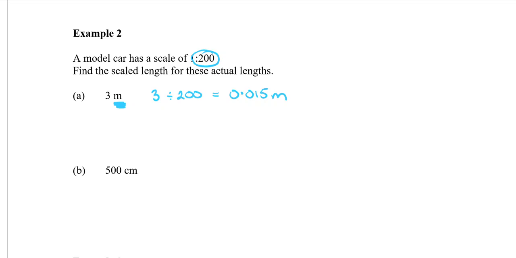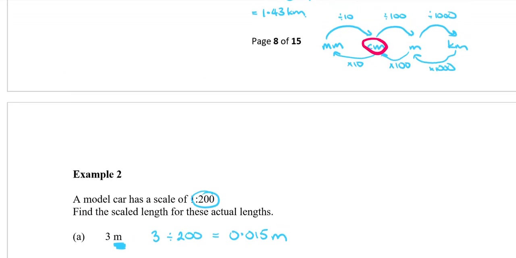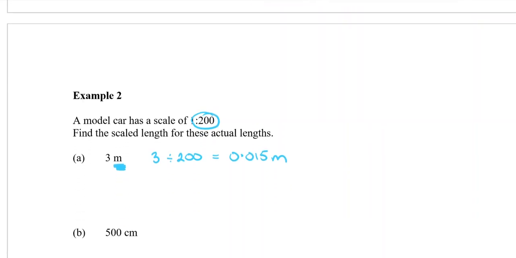Now the reason that's so small is because it's in meters, because the number in the question was in meters. We wouldn't really measure things on a model of a car to be in meters. We need to turn that into a better unit. So using my conversion chart here, to go from meters to centimeters, I'm going to times by 100. That makes 1.5 centimeters.